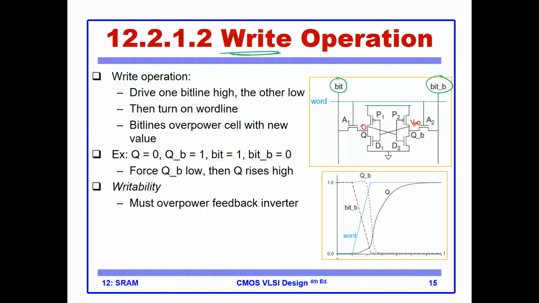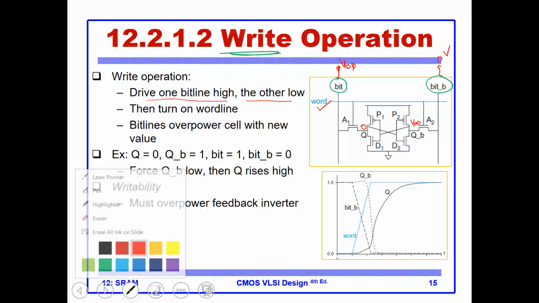So I pre-charge the bit line, drive the bit line high to VDD, because I want to write 1 into Q, and the bit bar is discharged to 0 volt. Then I turn on the word line. So I do the pre-charging while the word lines are off, and then I turn on the word lines. What's going to happen here?